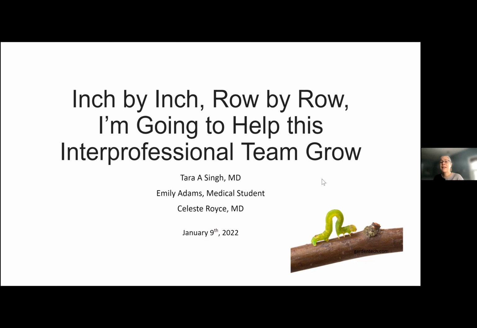Tara? Thanks, Celeste. I'm Tara Singh. I'm a physician at Cambridge Health Alliance in Cambridge, Massachusetts. I work with both Emily and Celeste in different ways. I'm a clerkship director and involved in our longitudinal program at Cambridge Health Alliance. Emily? And hi, I'm Emily. I'm a fourth-year medical student at Harvard Medical School, and I'm applying into OB-GYN this cycle and getting very excited to join this field.